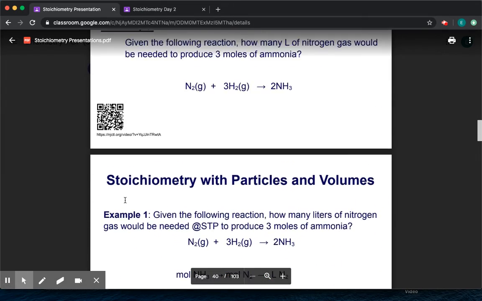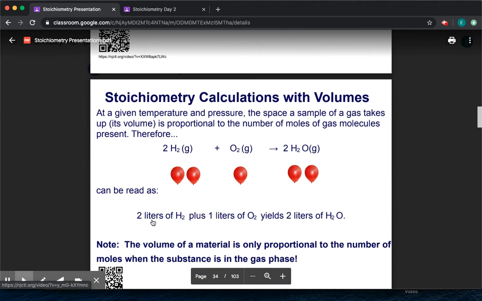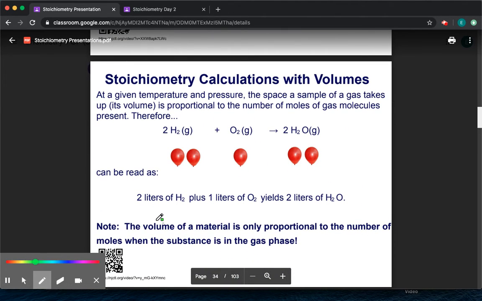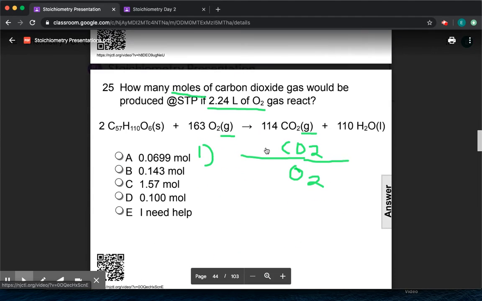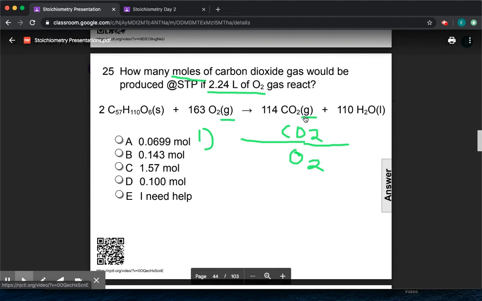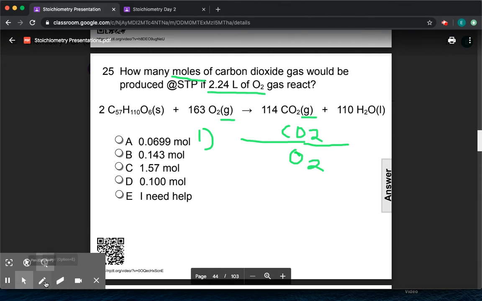So the same thing I'm mentioning is this piece right here. Remember how they were talking about how you can read the coefficients as liters instead of moles. We can do that in this case because they are both in gas form. So I can change this to liters instead of moles. But the process is the same. So no matter how you look at it, it's the same.